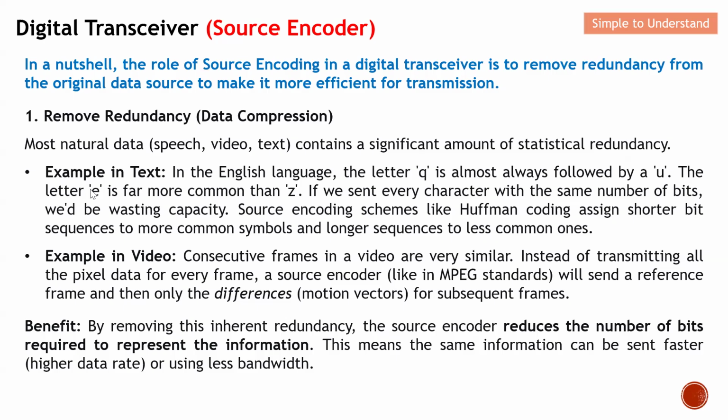So basically we reduce the redundancy of sending the message U. The letter E is far more common than Z. So if we send every character with the same number of bits, we will be wasting our capacity. Hence, source encoder schemes like Huffman coding assign shorter bit sequences to more common symbols and longer sequences to the less common ones. So from here you can see how they remove the redundancy from the text. For example, for English, Q normally will be followed by U, so we eliminate sending the U message.